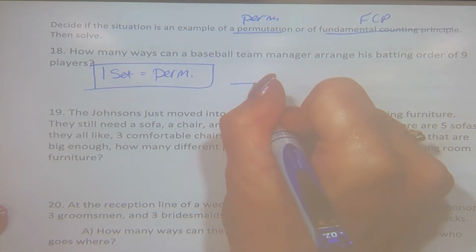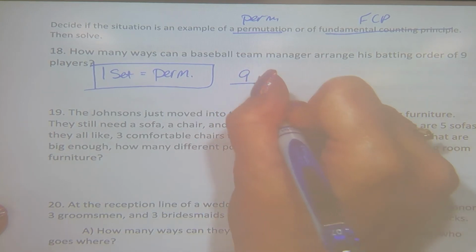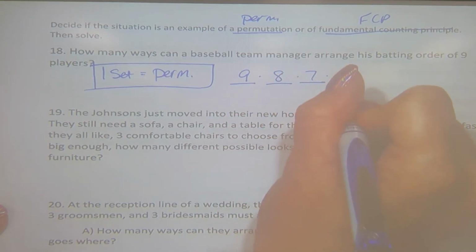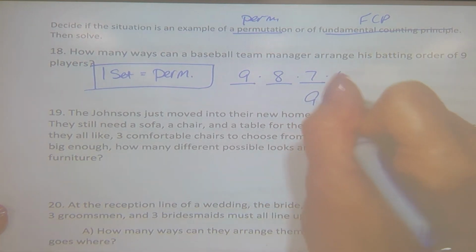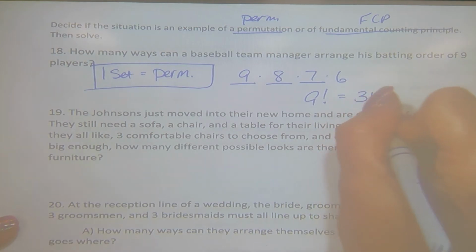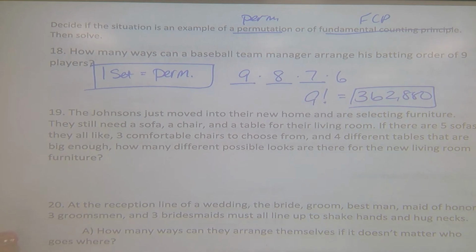So first person up, I've got 9 people to pick for. Once that first batter's been selected, there's only 8 people to pick. Then 7, then 6. This ends up being 9 factorial to find out how many different batting orders there are. And you know how to do that on your calculator. I would keep going until I got to 1.